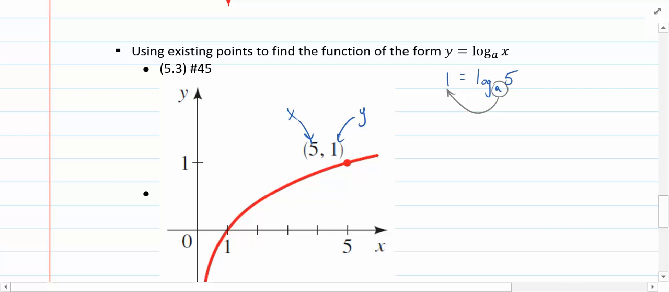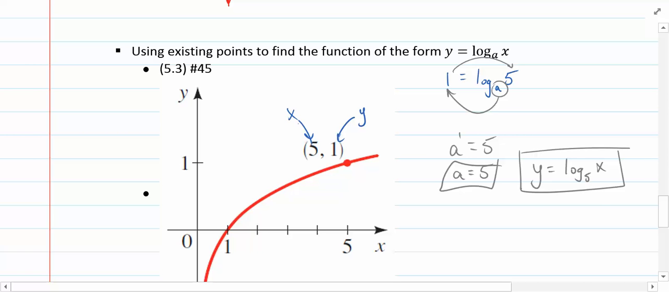A to the first power must equal 5. What would a have to be in order to make that true? Well, a to the first power equals 5. What would a have to be? Oops, not x. A has to be the number 5 itself. So really what we're dealing with is the logarithmic function y equals logarithm base 5 of x. This would be the answer to the question.